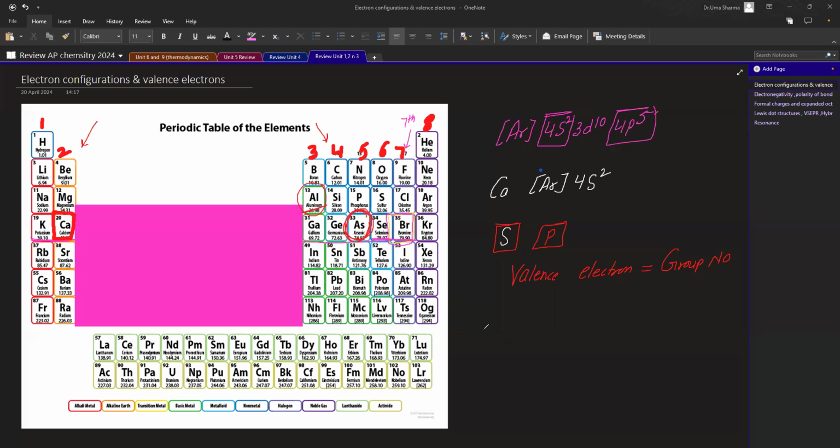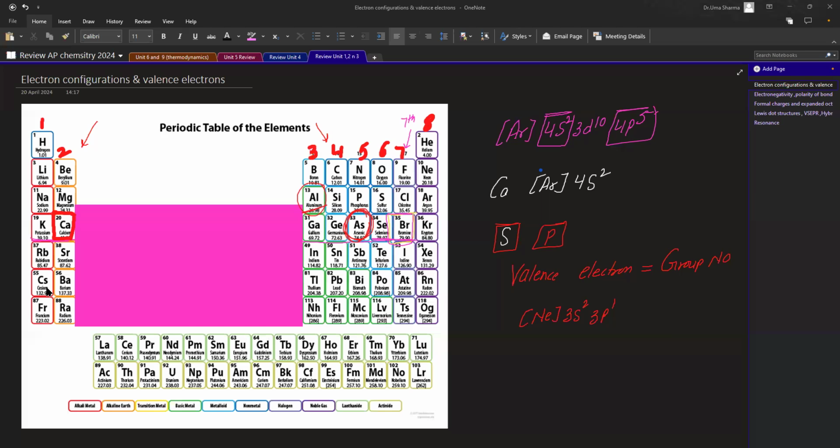It is neon 3s2, 3p1. Yes, Kiki, good. So how many valence electrons? 3. And it is in the third group. So this is one important thing for practice.